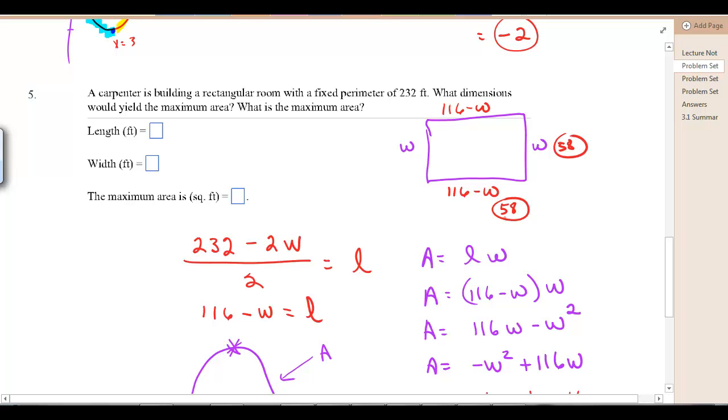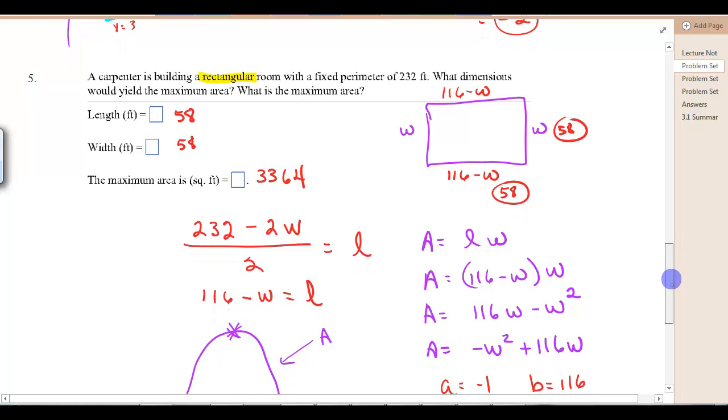So I've got all my answers here. I've got 58 for the length, 58 for the width, and 3364 for the area. And some people think, well, 58 and 58, that's a square, and we were asked for a rectangle, but a square is just a specific kind of rectangle. So it does work.